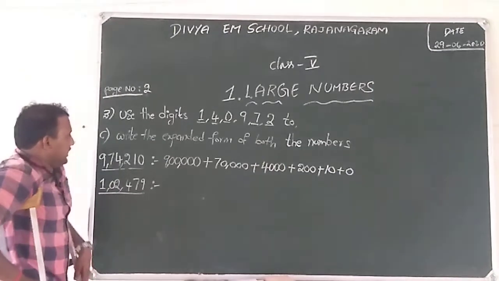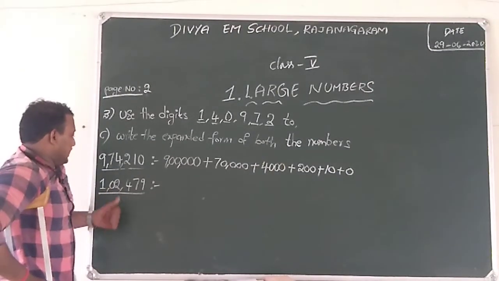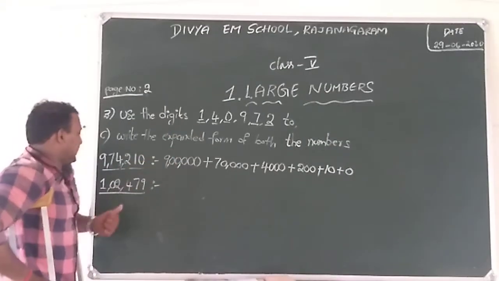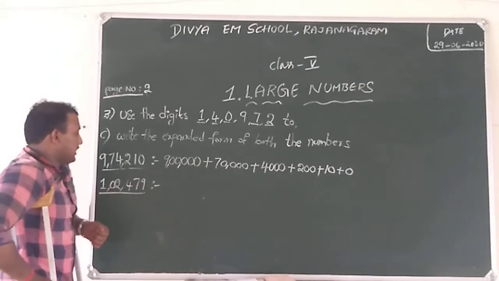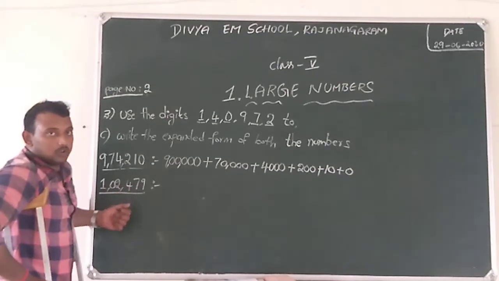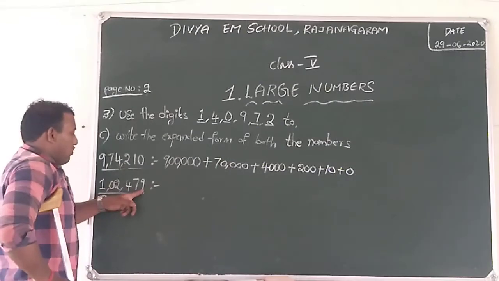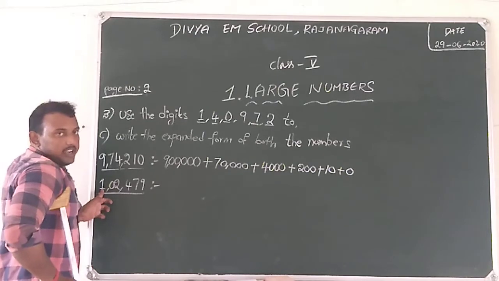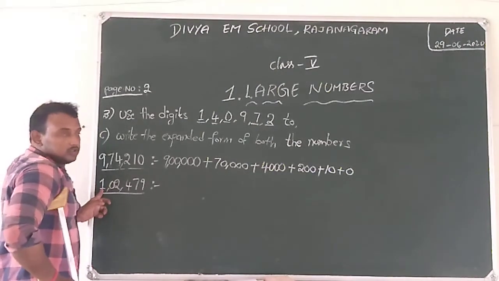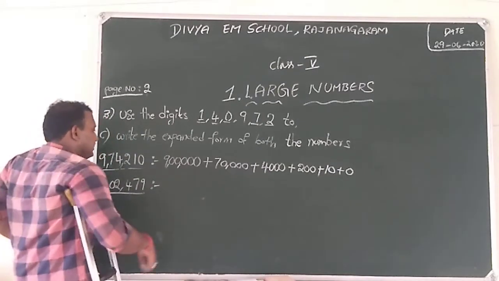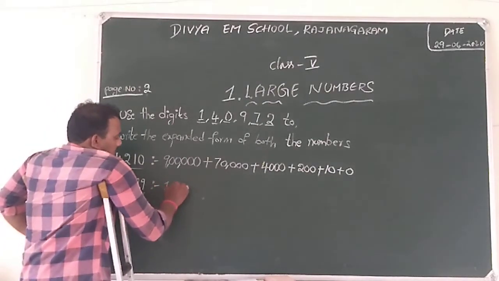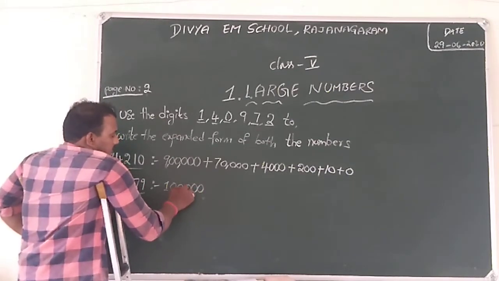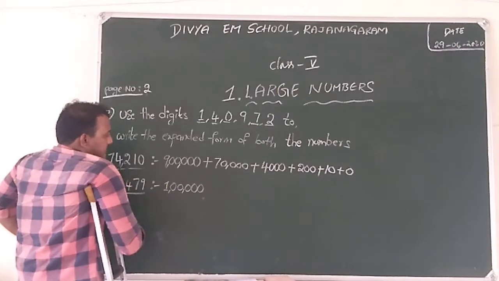So students, here we are having another number, that is the smallest 6-digit number using these digits, that is 1,02,479. Now we need to expand this also. Okay, so let's observe ones, tens, hundreds, thousands, ten thousands, lakhs. Okay, so in the lakhs place we are having 1, so that is 1 lakh.